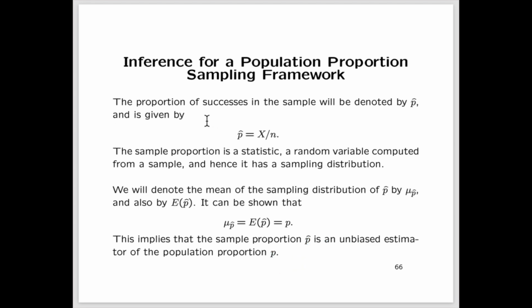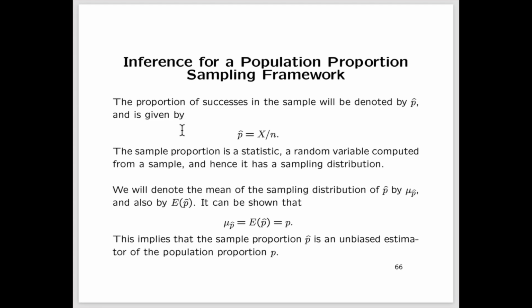Now, the proportion of successes in the sample will be denoted by p hat, and it's equal to x over n, x being the number of successes in the sample, and n the sample size. And so this is the proportion of successes in the sample. And it turns out that this is an unbiased estimator of p, the binomial proportion or probability, and so we're going to denote this sample proportion by p hat.